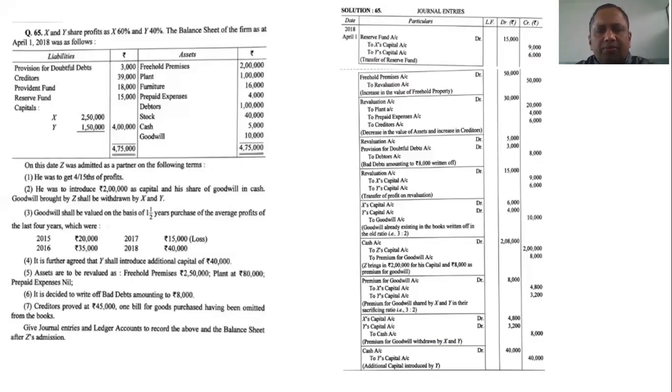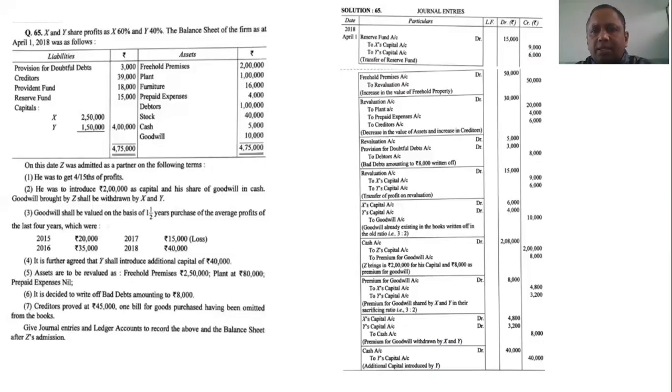For this, the first journal entry is: Cash Account debited to Z's Capital and Premium for Goodwill. The new partner Z is admitted with a capital of 2 lakh, and the valuation of goodwill is calculated in the working note, that is 8,000. So the total cash brought by the new partner is 2 lakh plus 8,000, which is 2 lakh 8,000. That cash is debited by 2 lakh 8,000.